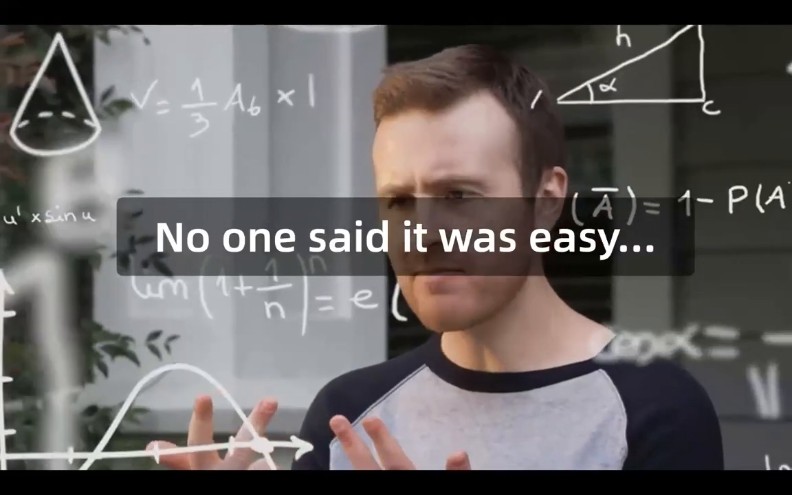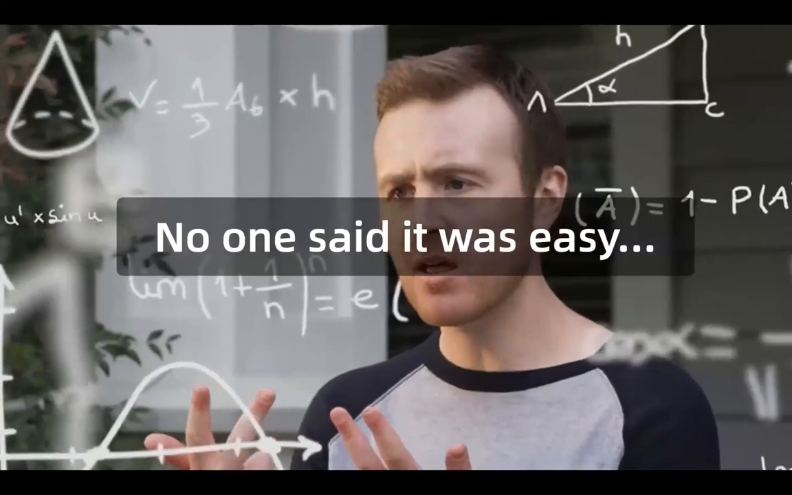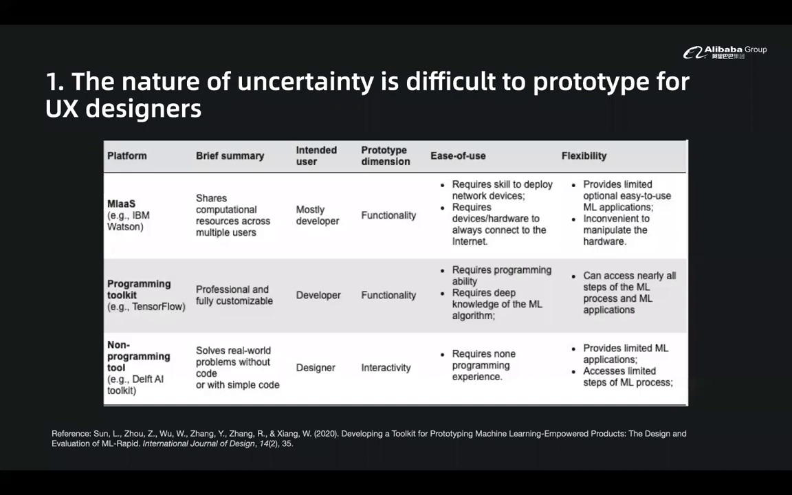However, transitioning to the AI industry isn't easy for us. Number one, machine learning has the nature of uncertainty, and this is very difficult to prototype for UX designers. So for engineers, they normally use two kinds of toolkits during the machine learning process.